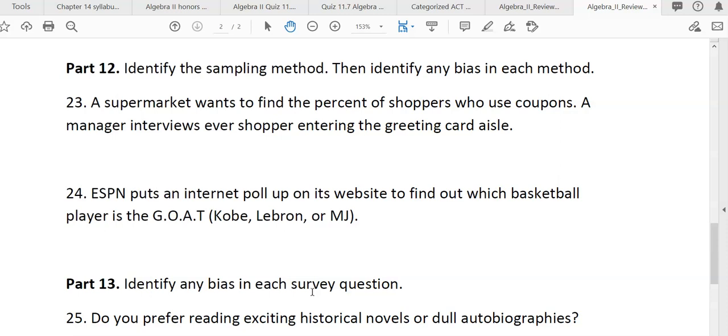A supermarket wants to find the percent of shoppers who use coupons. A manager interviews every shopper in the greeting card aisle. That would be convenience, right? Just kind of lazy. Whoever's close by. Internet poll, self-selected.